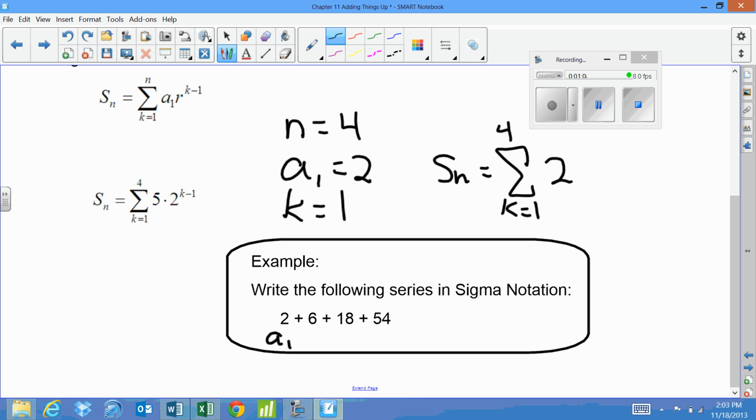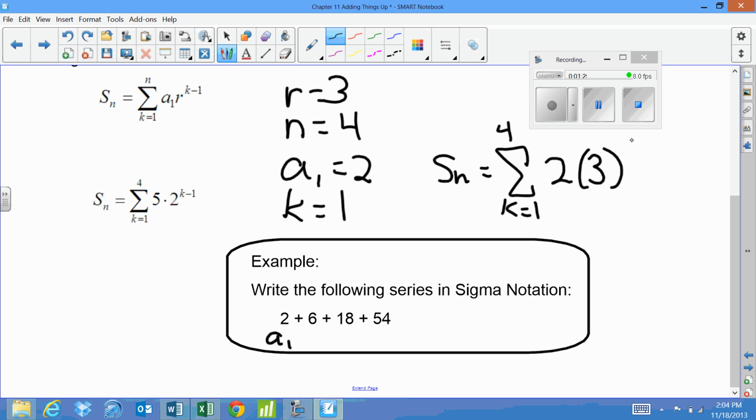And now we also need to know what our rate is. And our rate is basically what do I multiply by to get my next term? We multiply each by a value of 3. So 2 times 3 is 6, 6 times 3 is 18. So I know that my r term is going to be 3. I could write that over here as well so we have it.